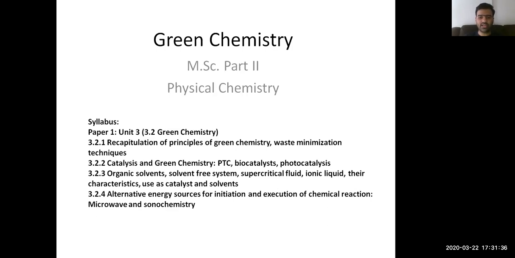What we are going to be looking at today is 3.2.4, that is alternative energy sources for initiation and execution of chemical reaction. And we are going to in particular see how microwave and sonochemistry can be applied as an alternative energy source for doing chemical reactions. Okay.